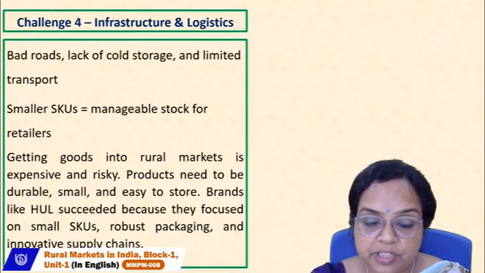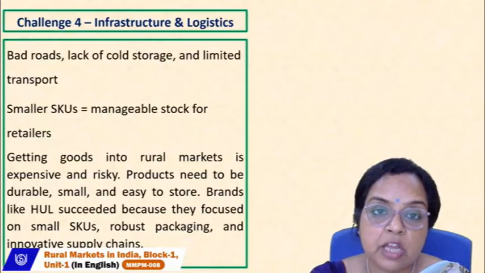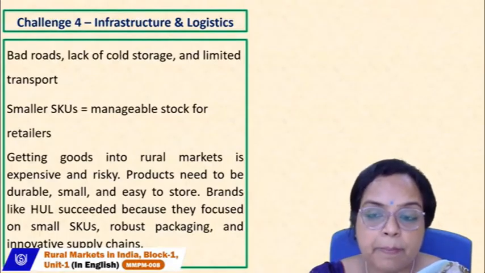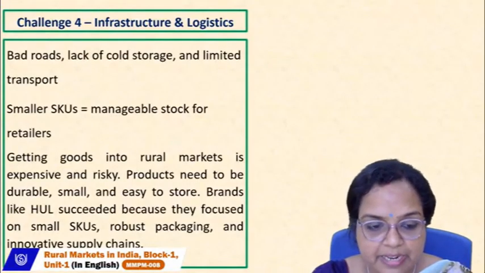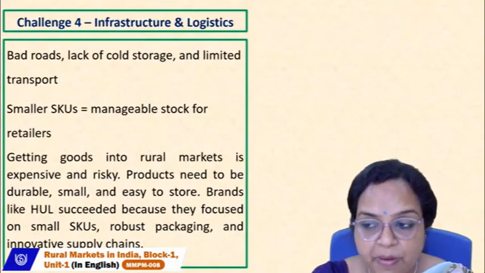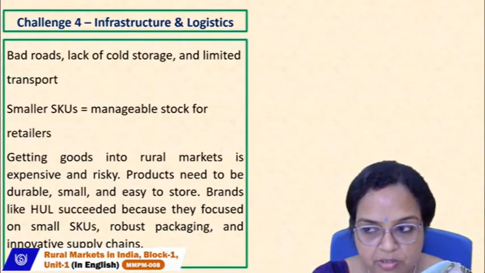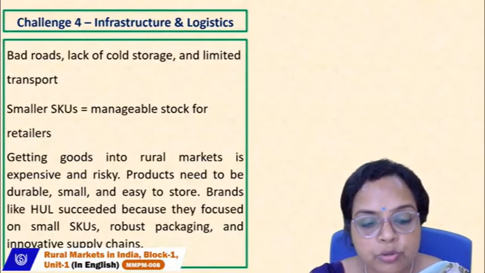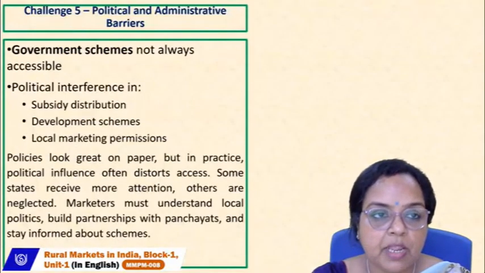This was the strategy of HUL, because HUL took care of these logistic and infrastructure challenges of the rural belt. They overcame them with innovative strategies, like they introduced small SKUs, robust packaging, so that the product is not damaged in the process of transportation. And they also introduced innovative supply chains through women.